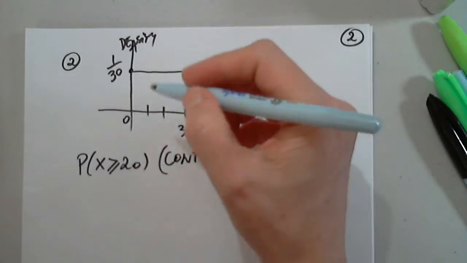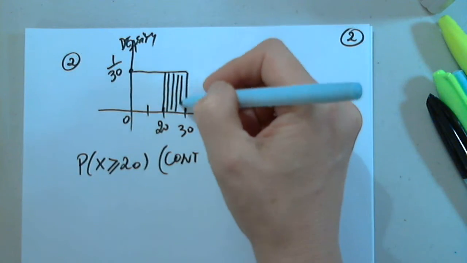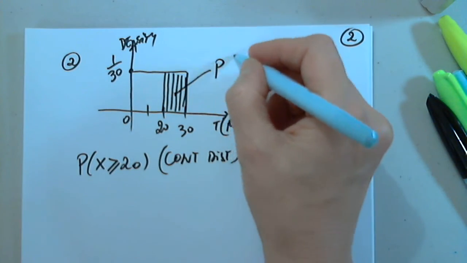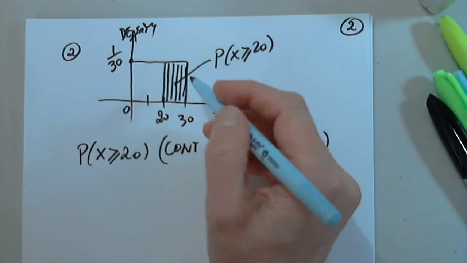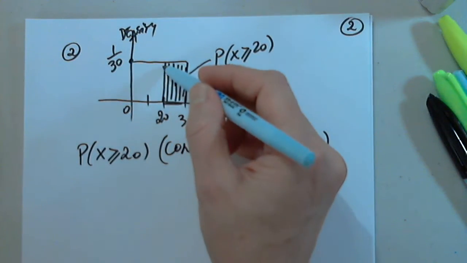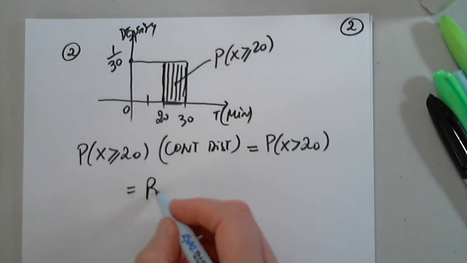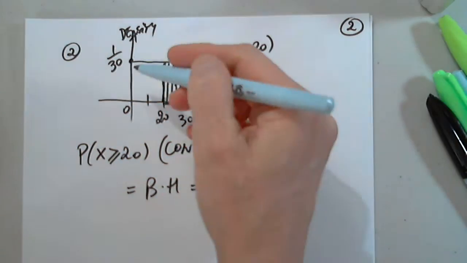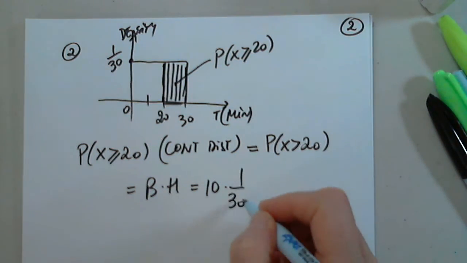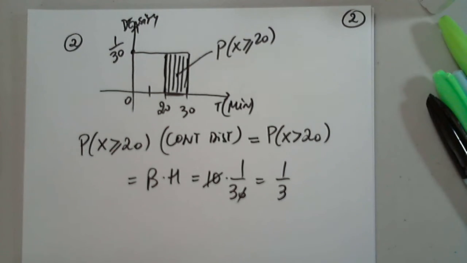They're not equal. So if this is 20, what I'm really interested in is determining this area. All this area is the probability that x is greater than or equal to 20. How do I determine this area? It's a rectangle. Base, which is 10, times height, which is 1 over 30. What is the base? Between 20 and 30, so it's 10. What is the height? 1 over 30. So simplify and we get 1/3. And that is the probability that the person is going to be late at least 20 minutes.